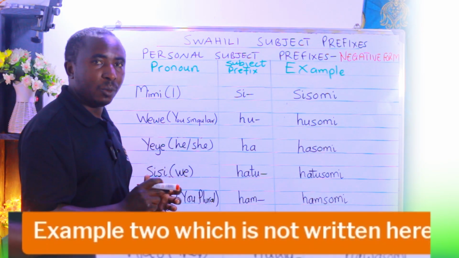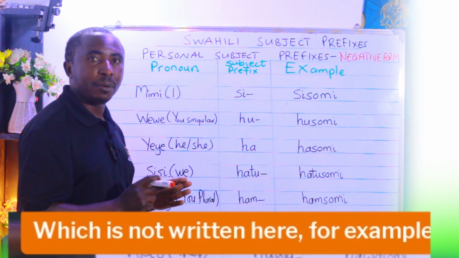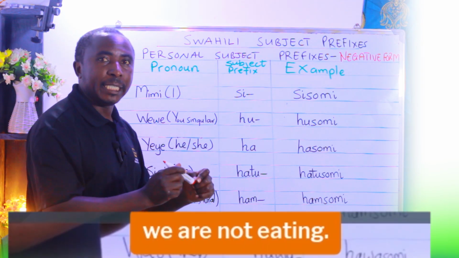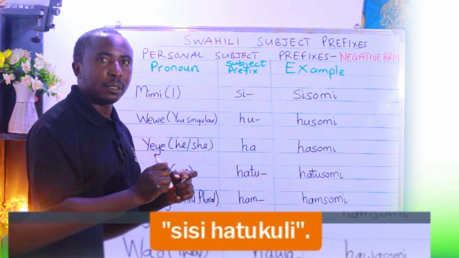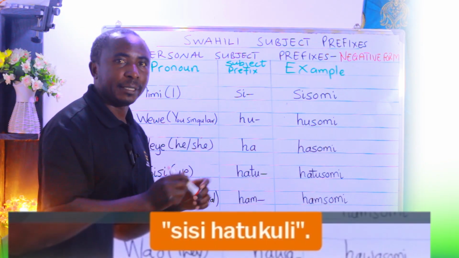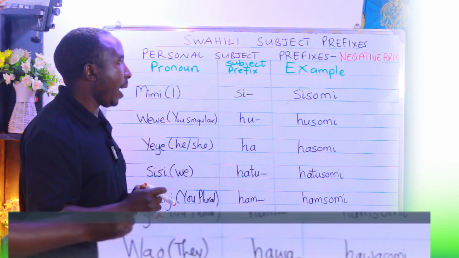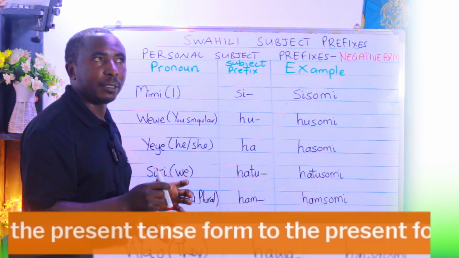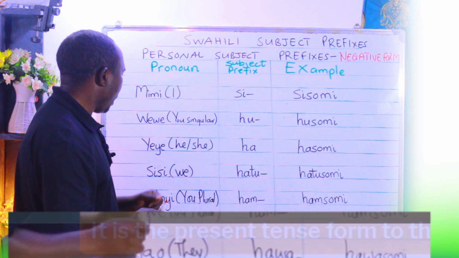Example 2, which is not written here. For example, we are not eating. Sisi hatuli. And remember, this one is present tense form.